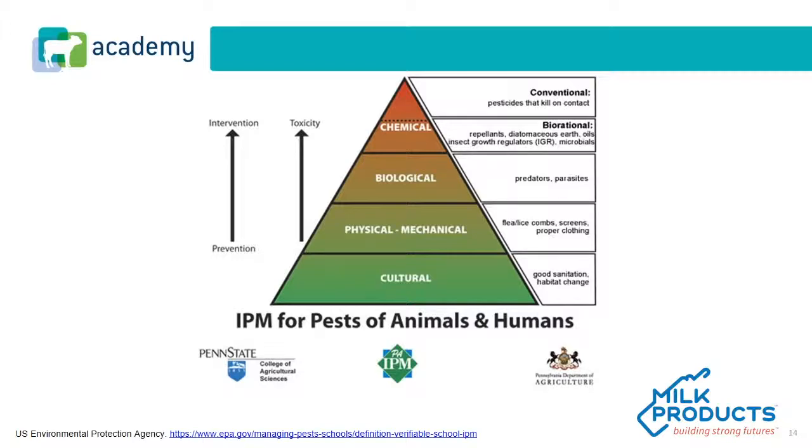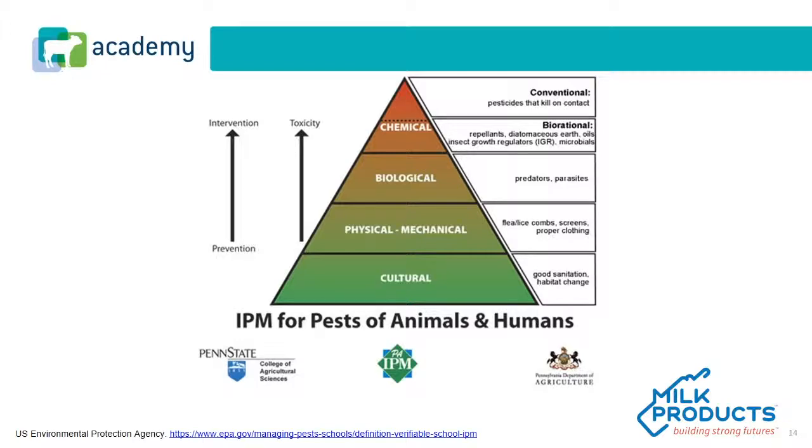If you look at the bottom of the integrated pest management triangle, fly control begins with cultural intervention. Cultural control of fly populations can be achieved through good sanitation or habit change. Next up on the triangle is the physical or mechanical intervention of flies. This can be done through flea and lice control methods, screens, and proper clothing. Next up on the triangle is the biological intervention, such as predators or parasites, predator wasps or parasites that control flies through biological means.